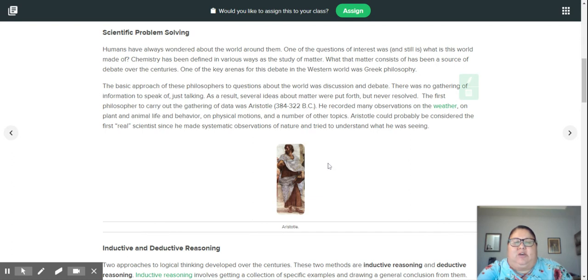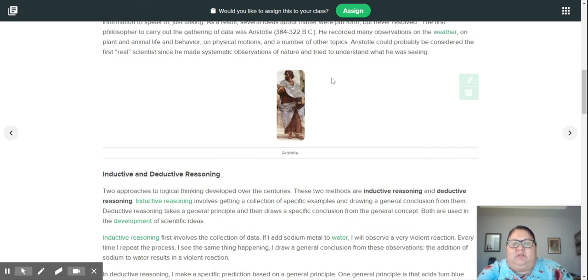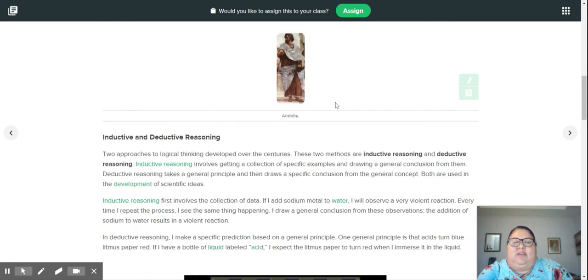So this is a picture of Aristotle. Look at that wise old man. He was our first scientist. Okay.